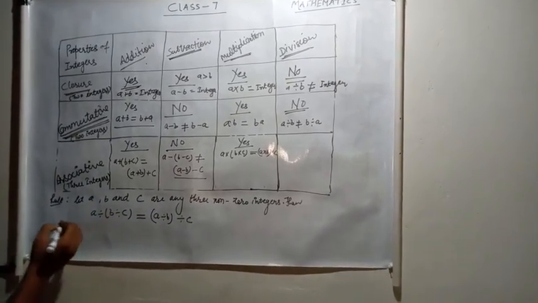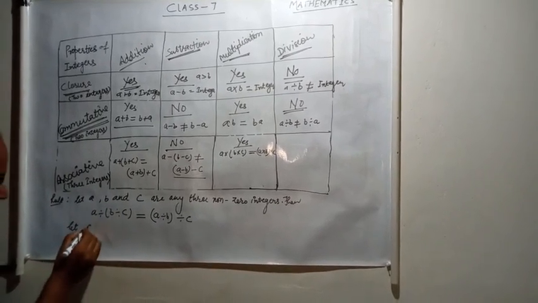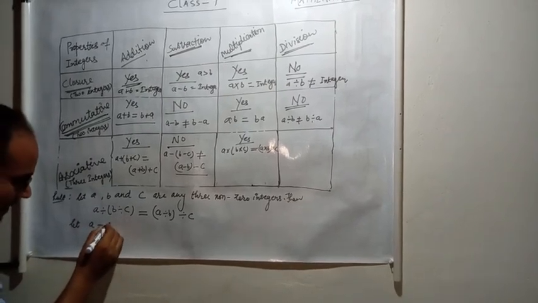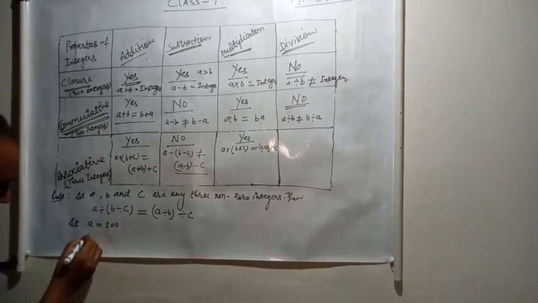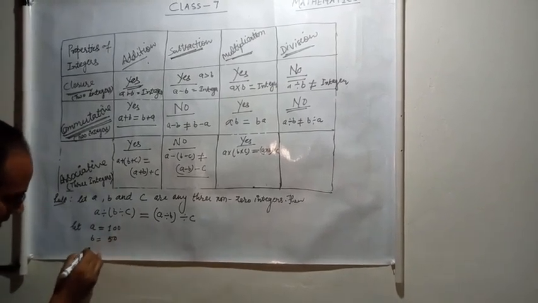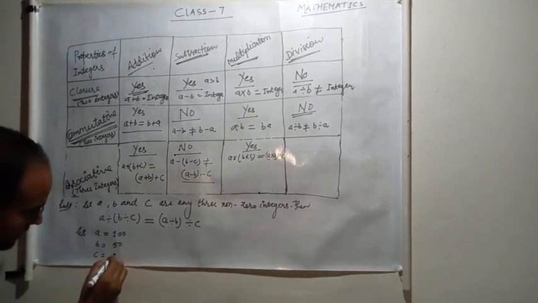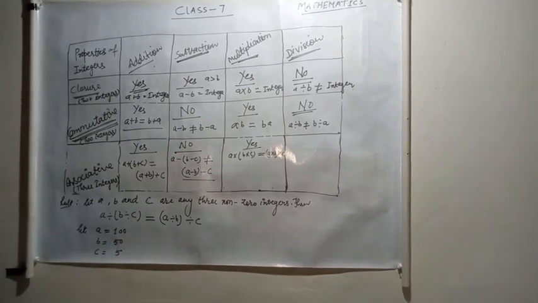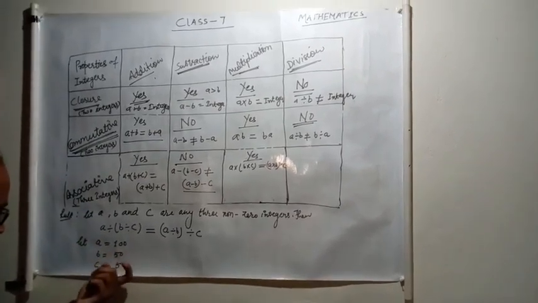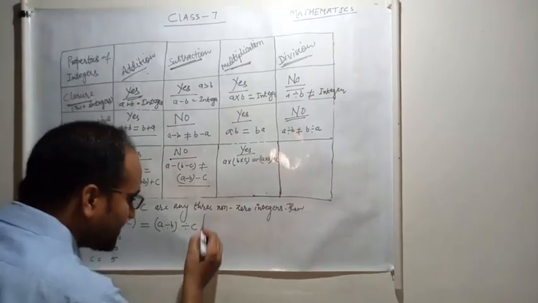Okay, so let us take an example. Let A be equal to 100, B equal to 50, and C equal to 5. I have taken these three non-zero integers. A is equal to 100, B is equal to 50, and C is equal to 5. I am going to show you with this example.